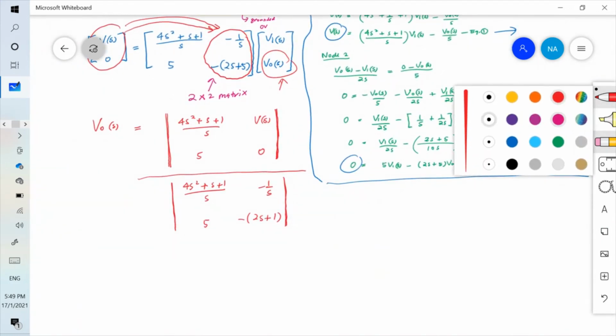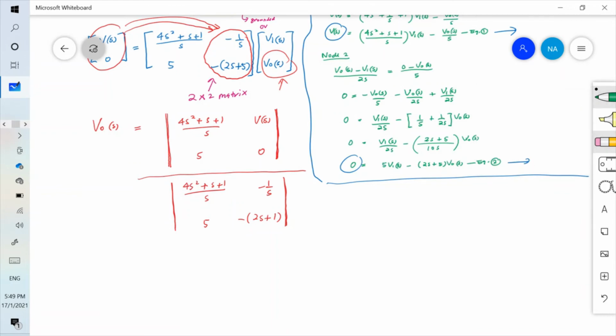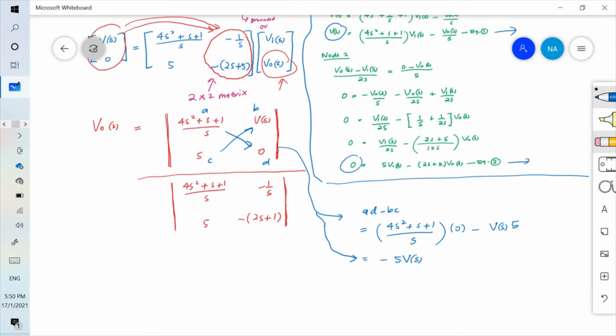So let's find the determinant for the top matrix. Here the determinant is AD minus BC. A is 4s squared plus s plus 1 divided by s, multiplied by 0, minus Vs multiplied by 5. The first term is 0, so you will get negative 5 Vs as the determinant for the top matrix.